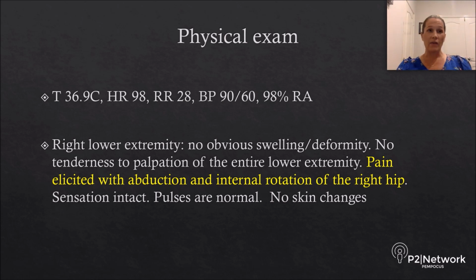On physical exam, he is afebrile, heart rate is 98, respiratory rate is 28, blood pressure is 90/60, and he's 98% on room air. On your physical exam of his right lower extremity, there's no obvious swelling or deformity, no tenderness to palpation of the entire lower extremity. However, he does have pain elicited with abduction and internal rotation of his right hip. Sensation is intact. His distal pulses are 2+, and there are no skin changes noted.